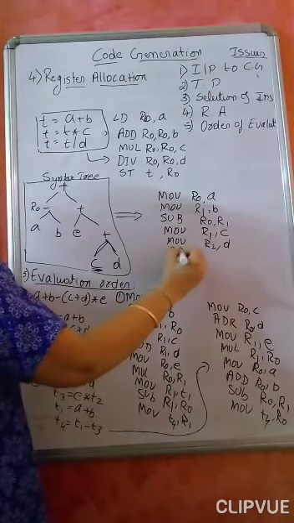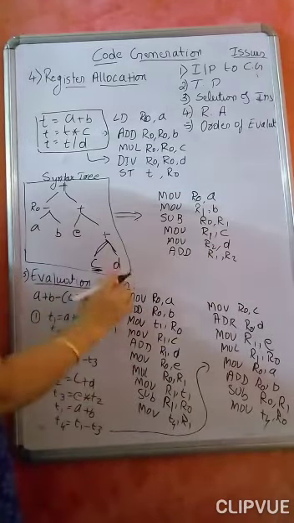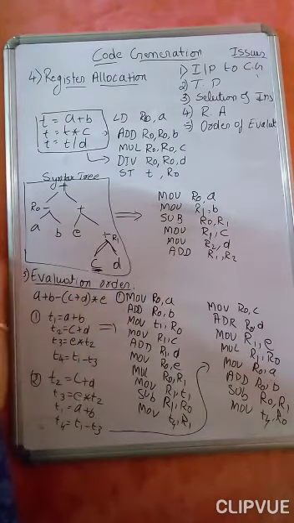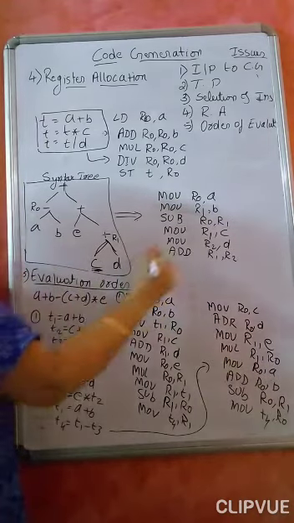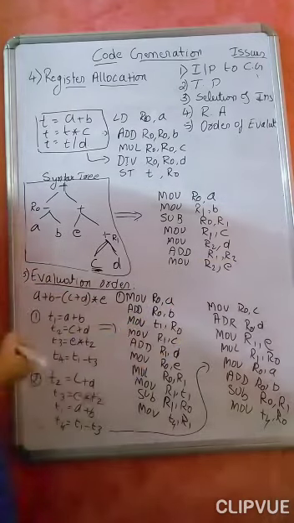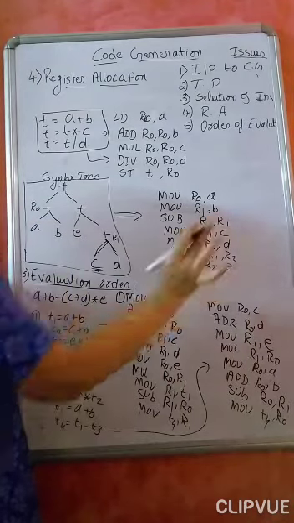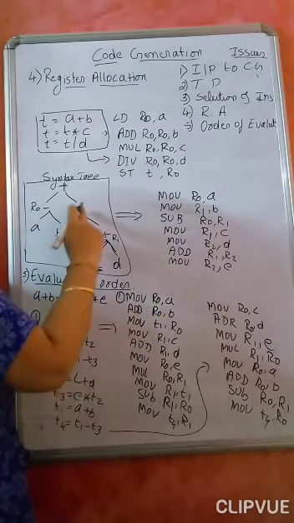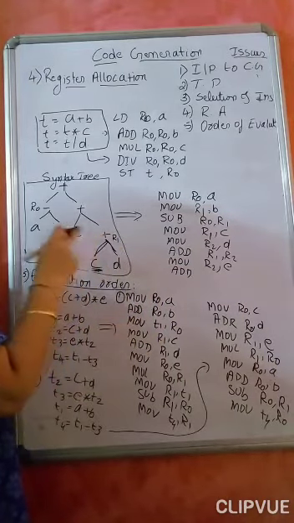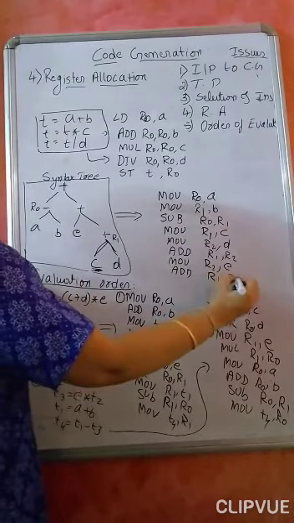Now again what I will do: add R1, R2. I am adding C plus D. This result is stored in R1. Now R2 is free, so I can move E to R2. E I am moving to the register R2, because R2 is already free now. So now E is over. Then what do I have to do? Add. Where is your result? It is R1. And R2 is nothing but E. Therefore it is R1 comma R2.